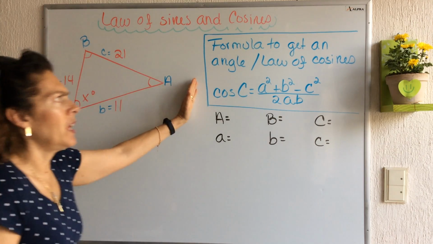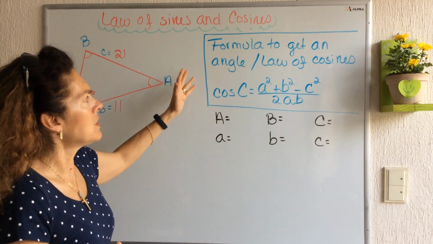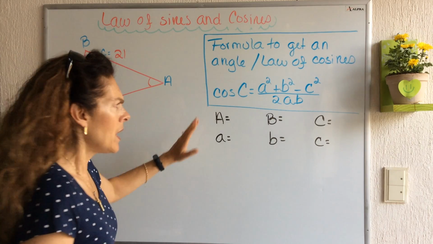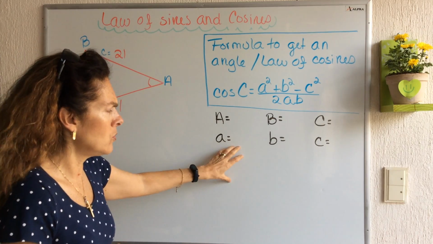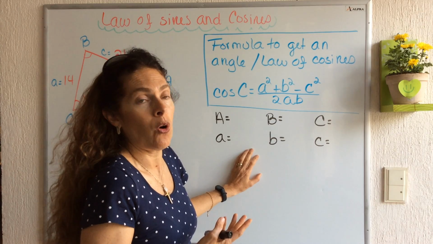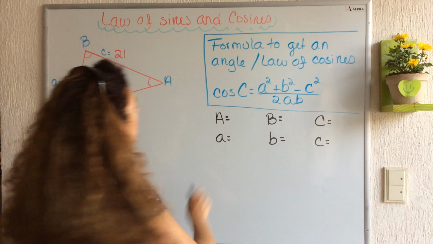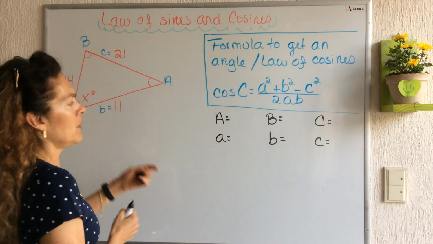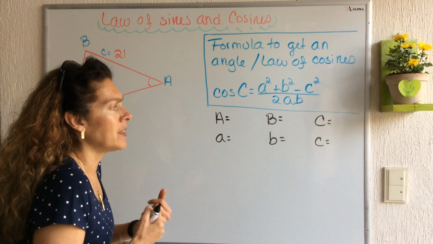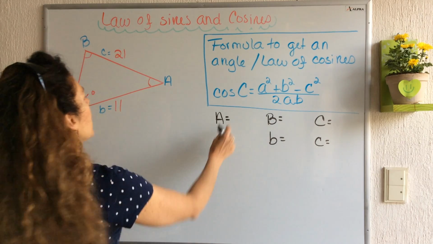Here I have the formula to get the measure of angles using the law of cosines, but anyway, I want you to analyze if we can use the law of sines formula or not, or why we are going to use this one, okay? So, let's see first of all our information, and let's see if we have a pair, so we can use the law of sines formula.